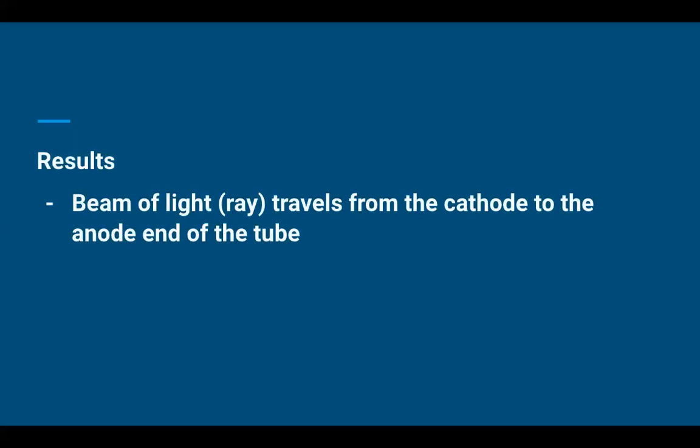So basically the results were that we took this vacuum, this cathode ray tube, we filled it with various types of gases, and then we ran an electric current through it. And we generated a beam of light or a ray of light. And it traveled from our cathode to our anode. So we had this beam.